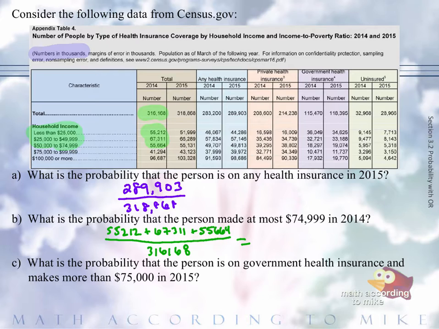Adding those numbers up real quick, I got for the numerator 178,187 all over that denominator 316,168. So that's the probability of picking someone who made at most $74,999 in 2014.